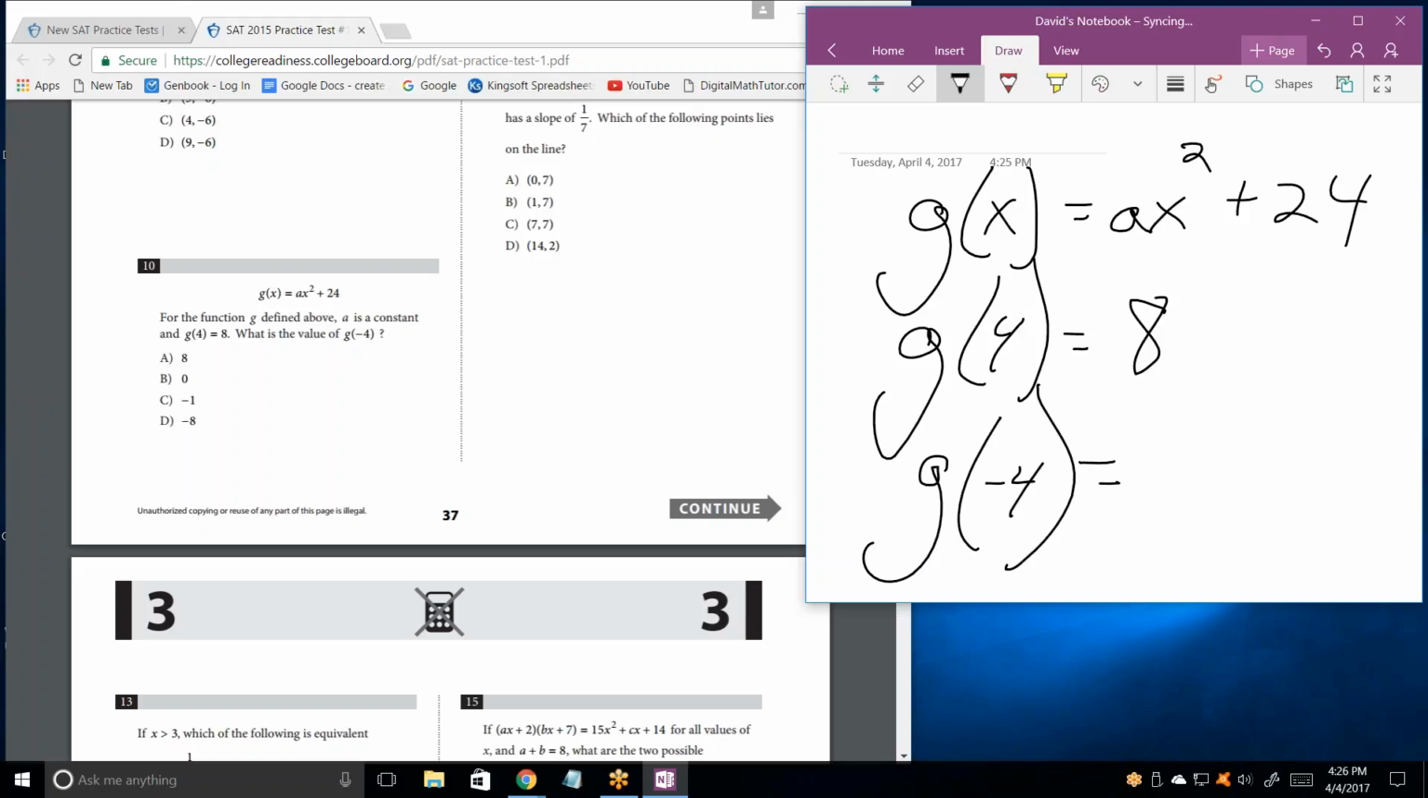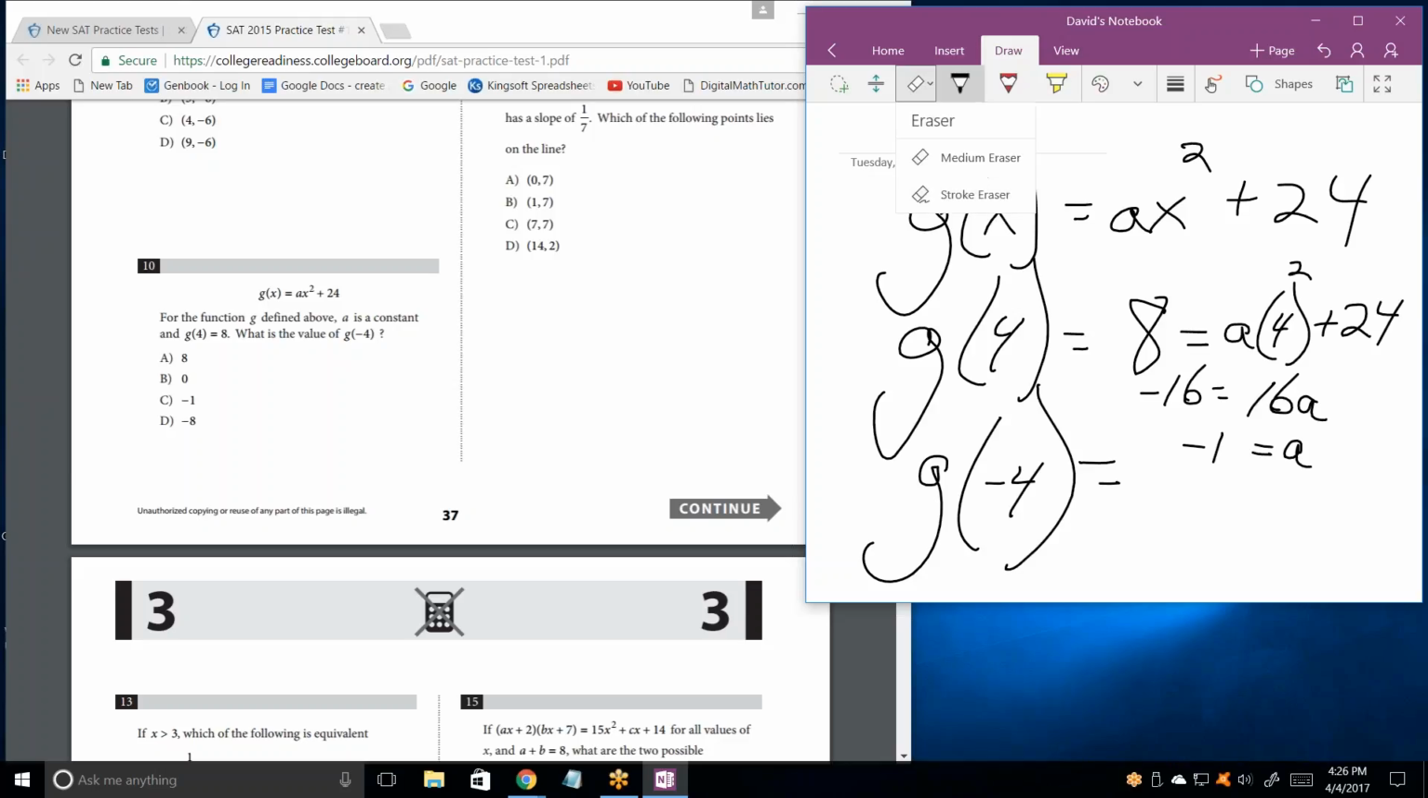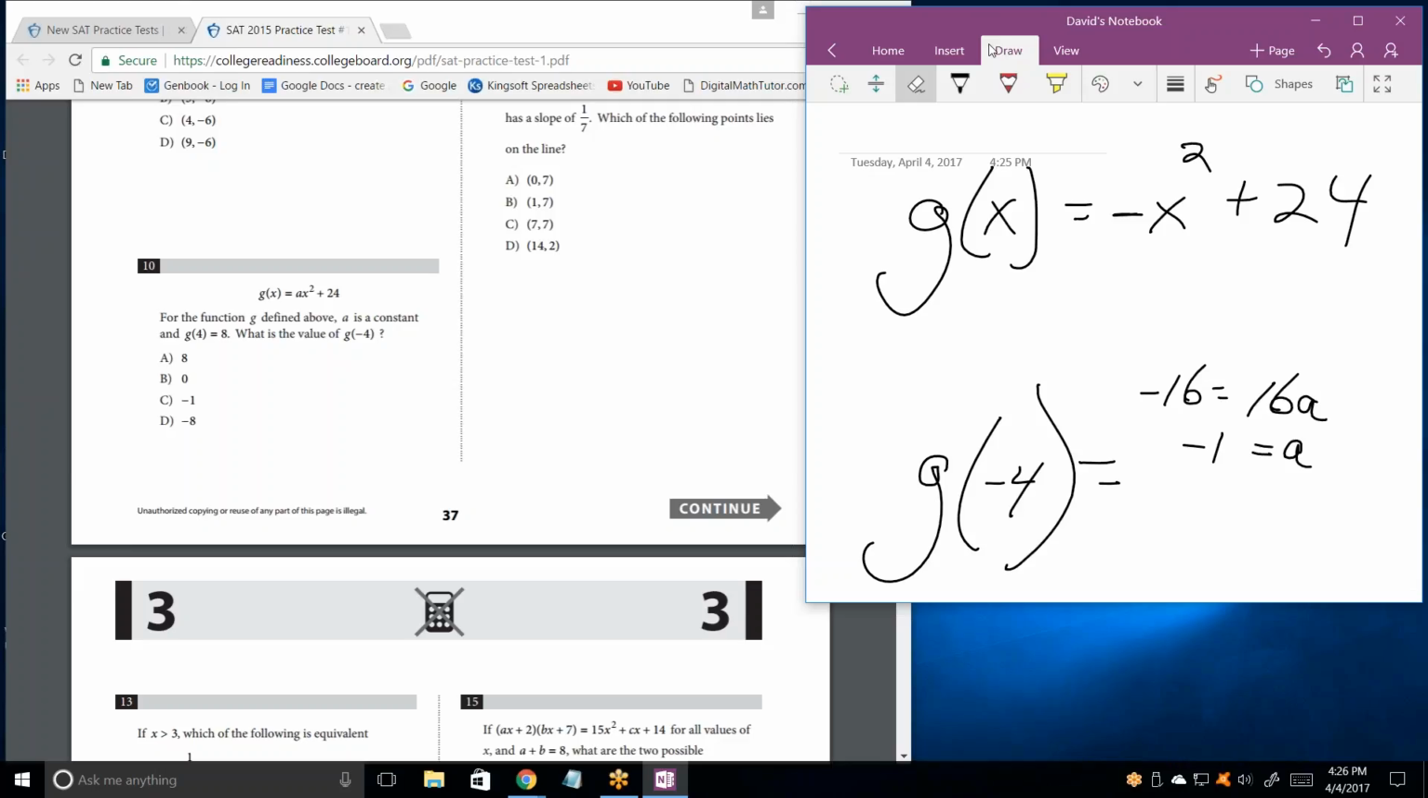Okay. So if g of 4 is 8, it's also a times 4 squared plus 24, right? Well, what is that? That's 16a equals minus 16. So a equals minus 1. Now that we've solved for a, go back in and put that minus 1, and now solve for g of minus 4. In other words, once I've solved for a, I can now solve for g of minus 4. What is that going to be?